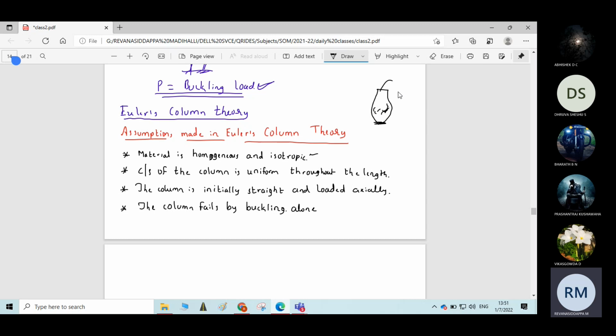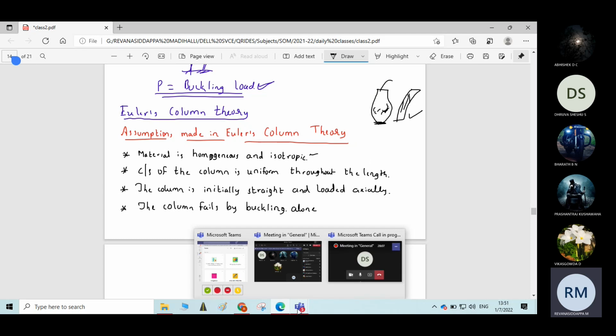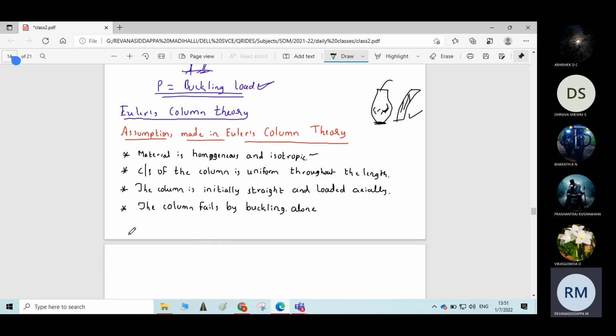The second kind of failure is the column may undergo bending like this and fail. But Euler's assumption is that the column fails only by buckling alone. Column fails by buckling alone. That is the next assumption.